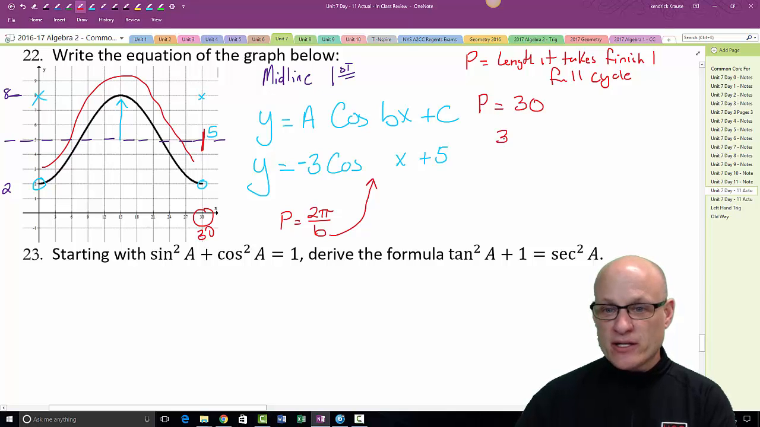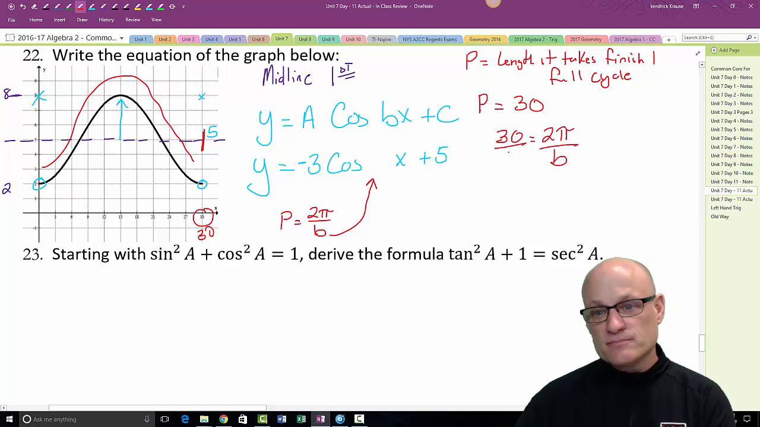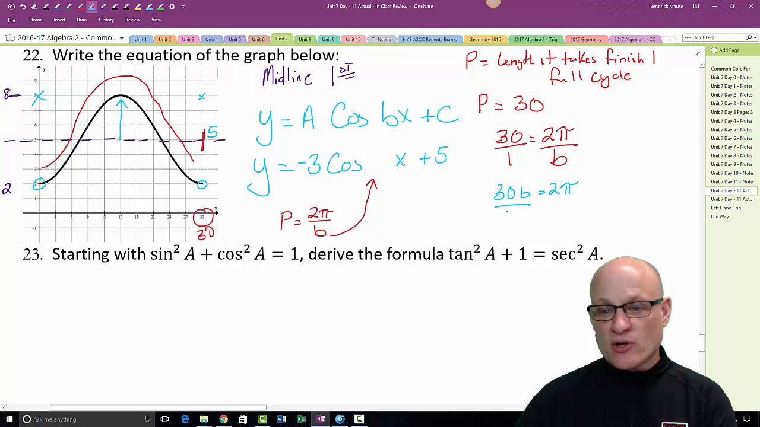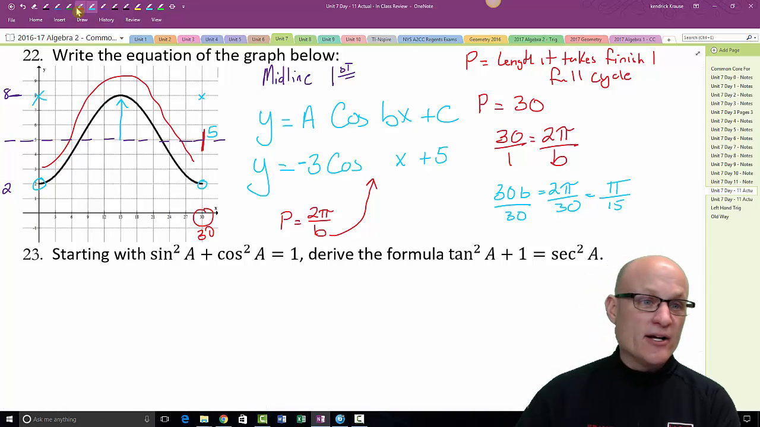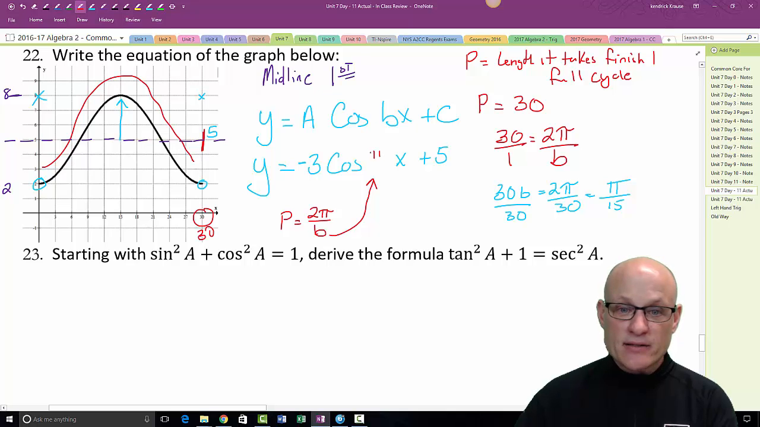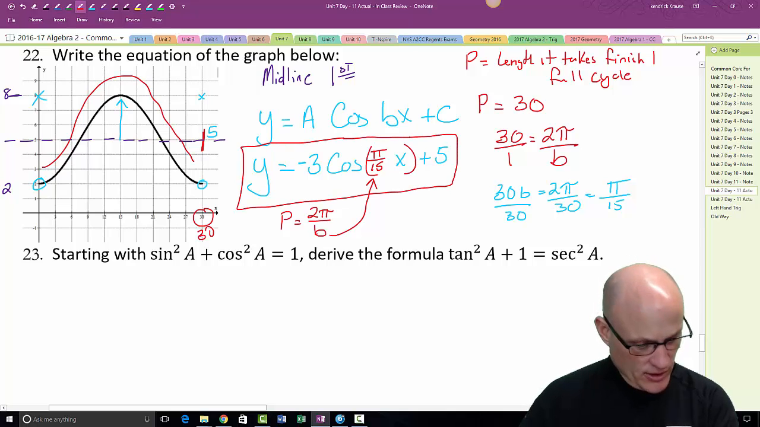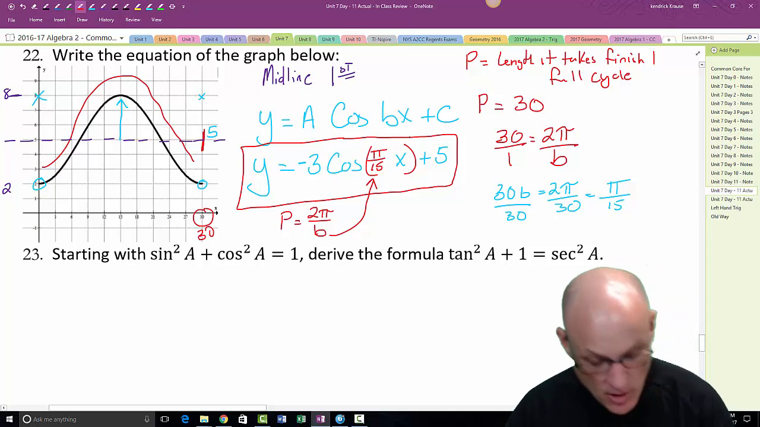And I know that period is equal to 2 pi over b. And I just cross multiply. When I cross multiply, I get 30b equals 2 pi. Now I want to get b by itself, so I'll divide by 30, and I get pi over 15. So now I know this last little piece is pi over 15. And that, my friends, is the answer to this question. Yay, we both agree on this one.